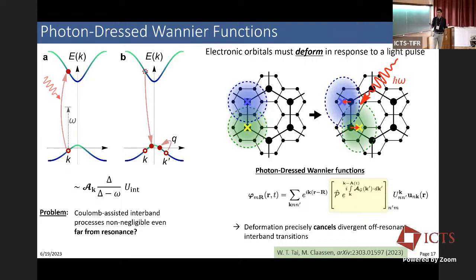And it turns out that there is a unique prescription that amounts to essentially deforming the original Bloch states or the original Wannier functions via a new quantum geometric ingredient that is a parallel transport factor. I'll motivate this in a second, but the gist of picking this deformation is to precisely cancel these divergent off-resonant interband transitions to get a well-defined low energy theory of correlated electrons coupled to low frequency light.